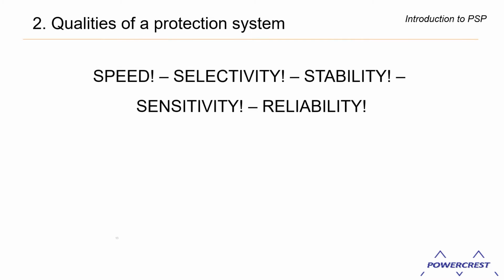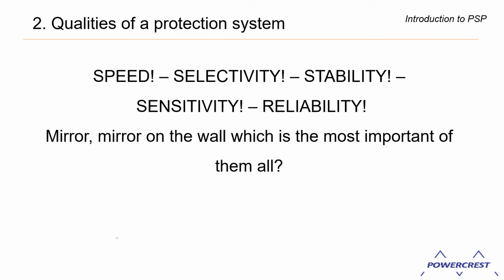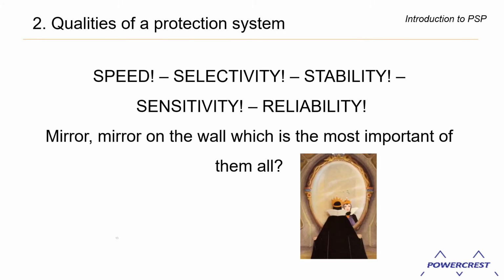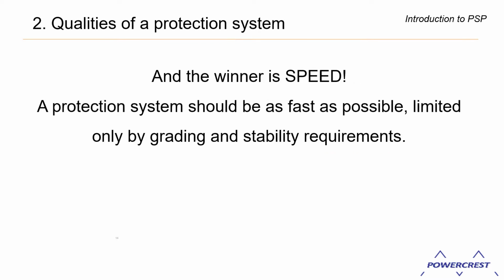We can see we have speed, selectivity, stability, sensitivity, the 4 S's, and reliability. The question I'd like to ask is, which is the most important of them all? Which of these qualities would you think is the most important one? In my books, the winner is speed. The protection system should be as fast as possible, limited only by grading and stability requirements.